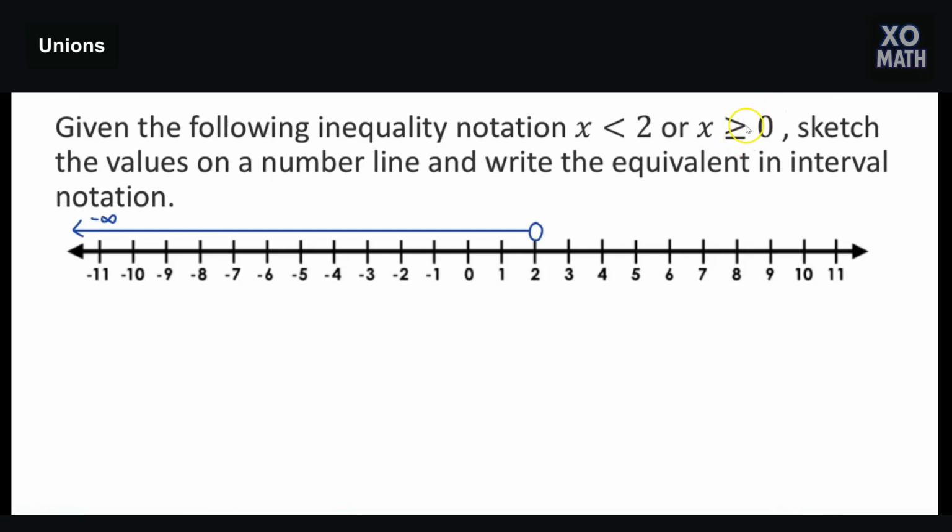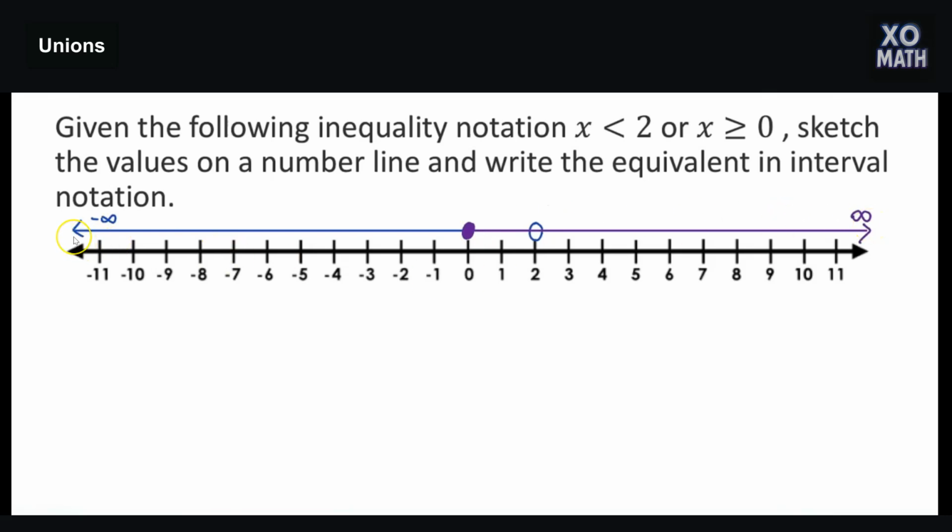Or we could also be in the set of values where x is greater than or equal to 0. So I'm going to go ahead and go to 0 on the number line, and I'm going to put a filled-in circle there, and I'm going to go ahead and extend all the way on the right side towards positive infinity. So my collection of values is either in the first set, x is less than 2, or it could be in the second set where x is greater than or equal to 0.